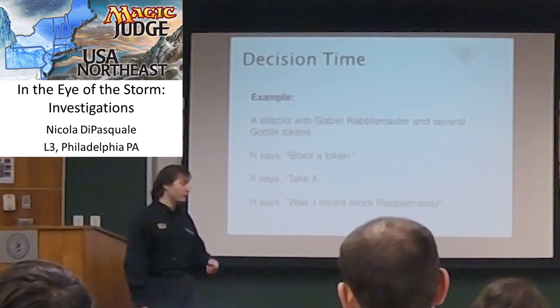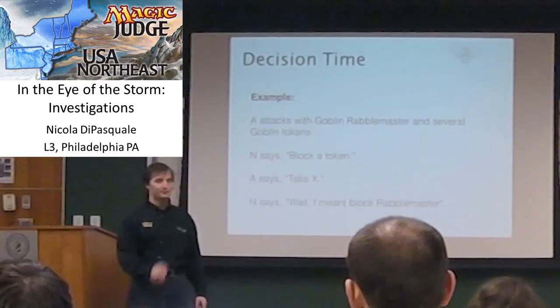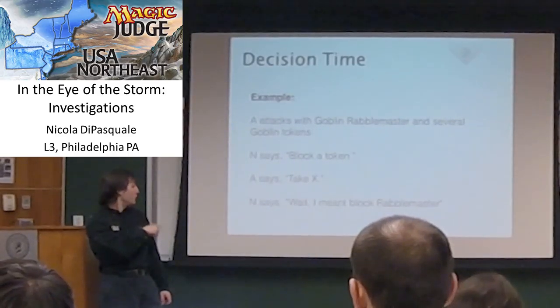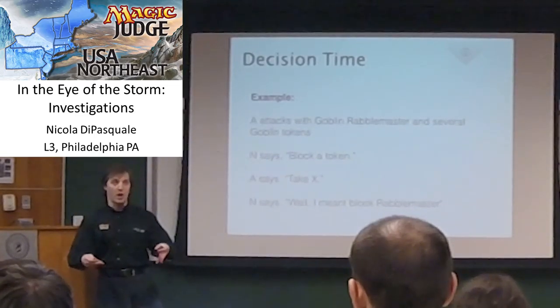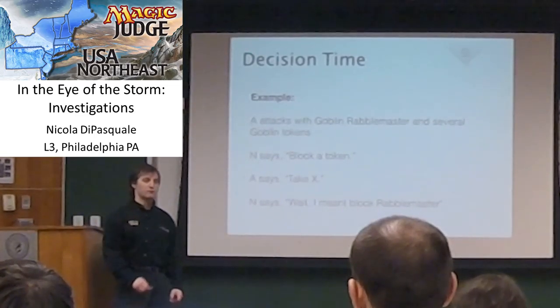I'm going to breeze through these quickly since we're getting close to time here. We've got an example where a player attacks with Goblin Lackey and several tokens. His opponent says, lock a token.